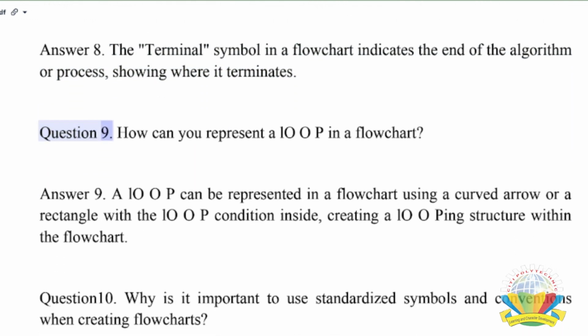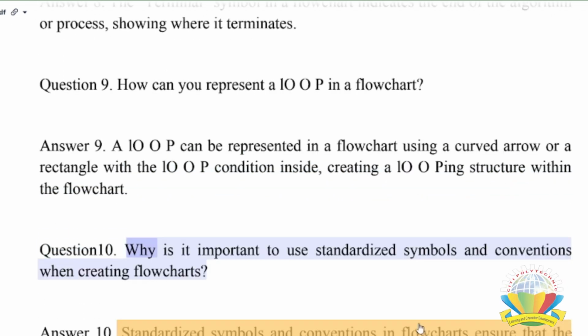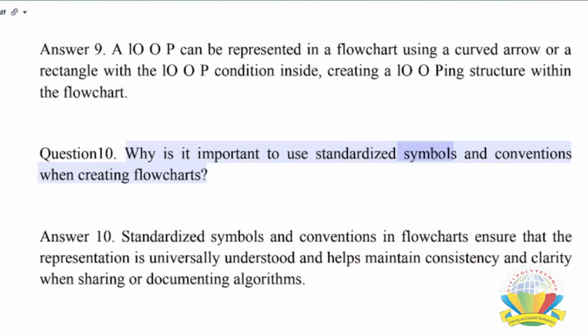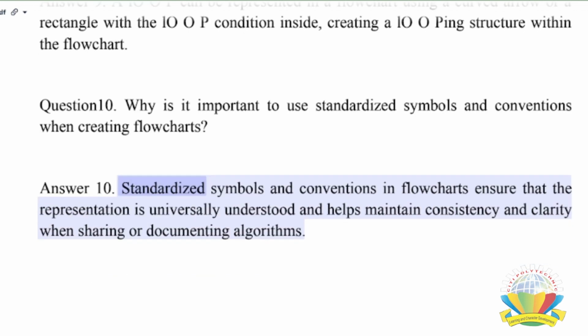Question 9. How can you represent a loop in a flowchart? Answer 9. A loop can be represented in a flowchart using a curved arrow or a rectangle with the loop condition inside, creating a loop structure within the flowchart. Question 10. Why is it important to use standardized symbols and conventions when creating flowcharts? Answer 10. Standardized symbols and conventions in flowcharts ensure that the representation is universally understood and helps maintain consistency and clarity when sharing or documenting algorithms.